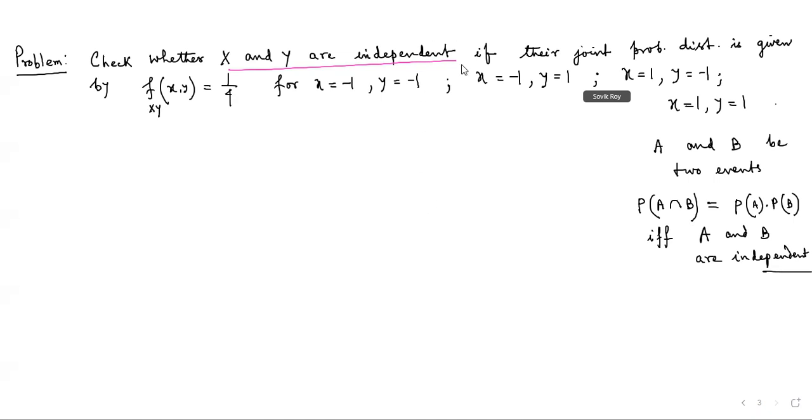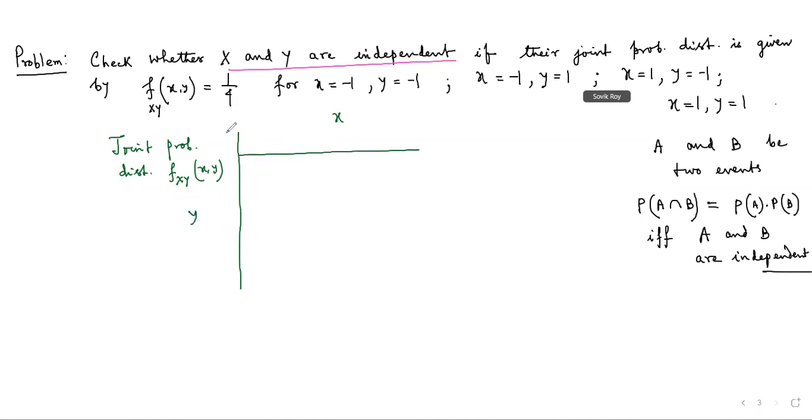So first of all, we will look into the joint probability distribution, which needs to be found for checking this independence. So I am trying to figure out how the joint probability distribution will look like over here. Two random variables x and y are there, putting x on the top and y on the left. I am giving their values.